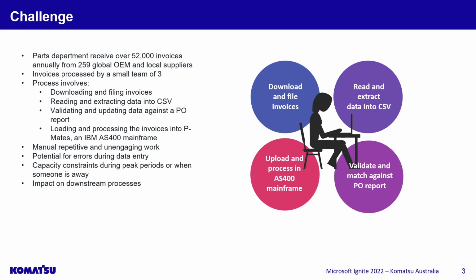And finally, the invoice data is loaded into an AS400 mainframe system, which is then processed by adding any additional charges such as taxes and freight. This then triggers some downstream processes such as goods receipting and the ability to pick orders for our customers in our distribution centers. So this process by itself isn't overly complex or difficult, but it is very important. If it isn't carried out accurately or on time, it can impact on those downstream processes I talked about earlier.